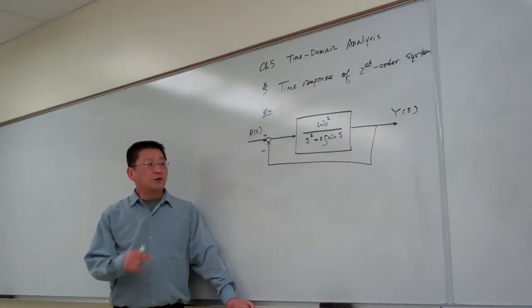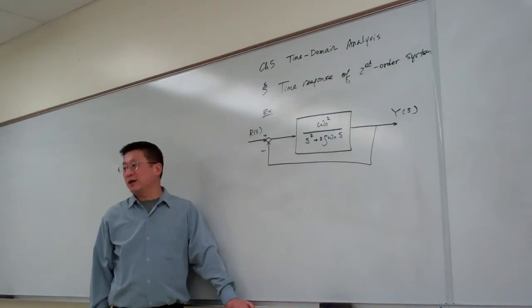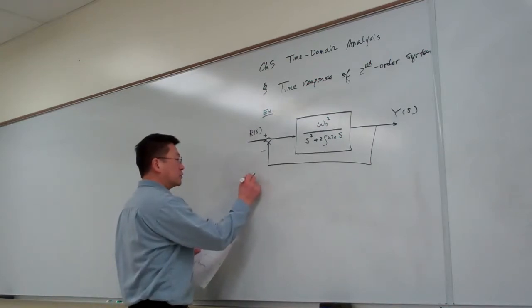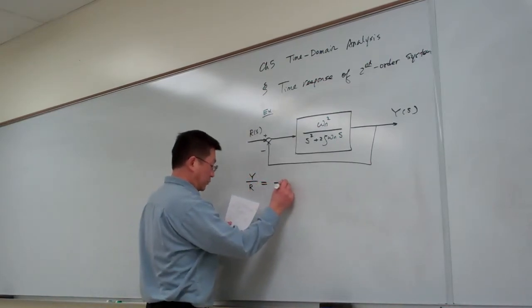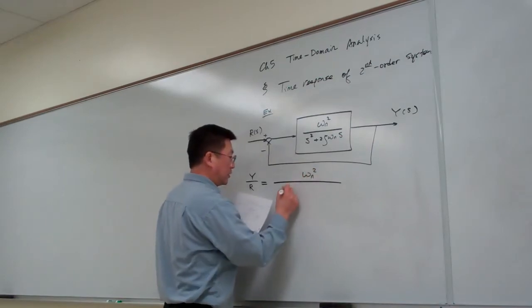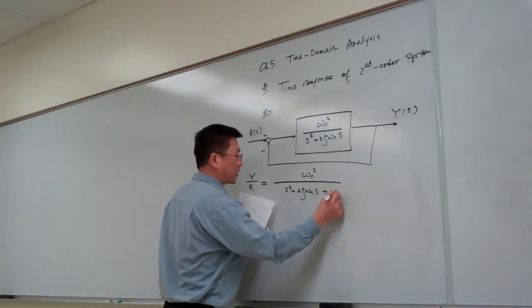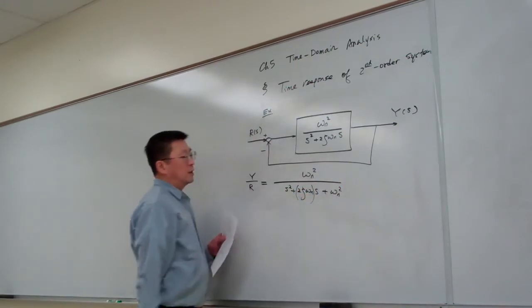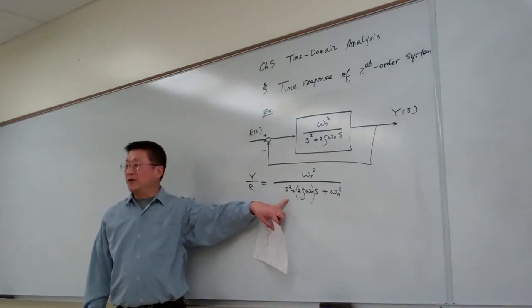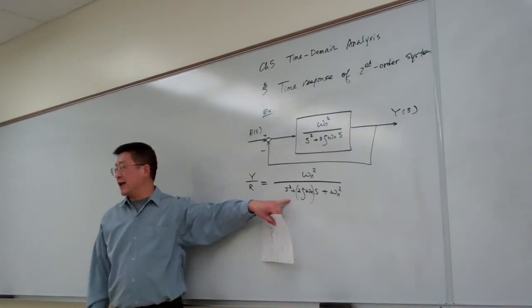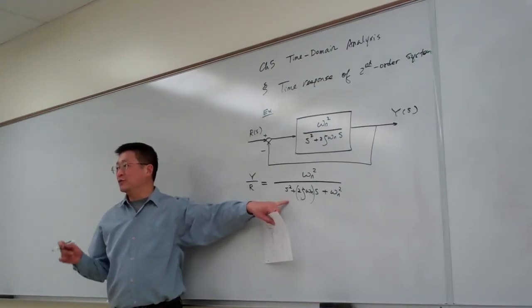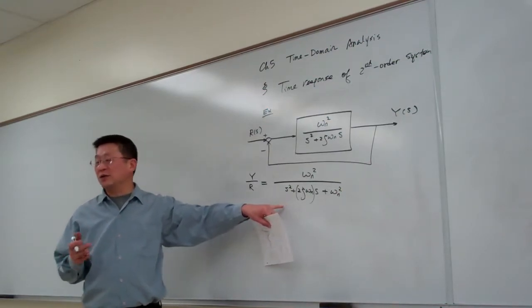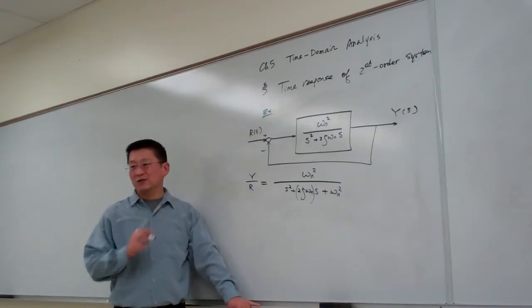The reason why we want to pick this for demonstration is that if we write out the transfer function, Y over R, that one becomes omega n squared over s squared plus 2 zeta omega n s plus omega n squared. Because this transfer function gives us what we call the standard form of the second order systems. This is exactly equal to the one you've been familiar with in controls. Because we wish to talk about this based upon the standard expression, so we pick this one.